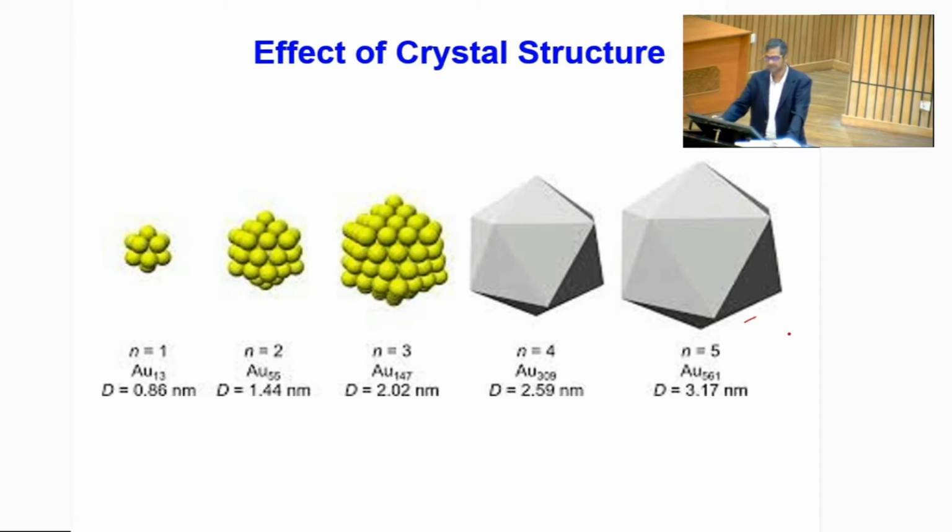This is what is shown here. In fact, some of these we'll discuss today. This cuboctahedral cluster is what is predominantly observed, because that is the surface energy minimized structure. And if you keep on adding layers of atoms, then you grow these clusters from single layer to double layer to triple layer to five layer structures. In that case, you have peculiar numbers coming into the picture: 13, 55, 147, 308, 561. And they are called magic numbers.